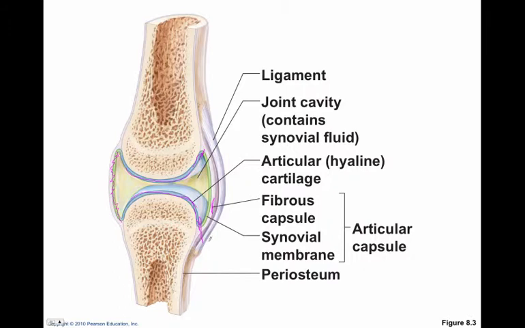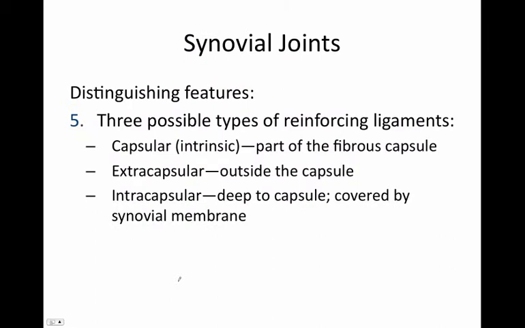Then we have this transition that we see a lot of times whenever we have something going from bone to bone. We have the integration of this fibrous capsule into the periosteum. It actually transitions into that outer covering on the bone. So this one should be number 3.